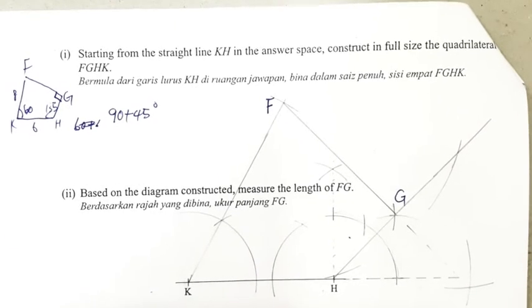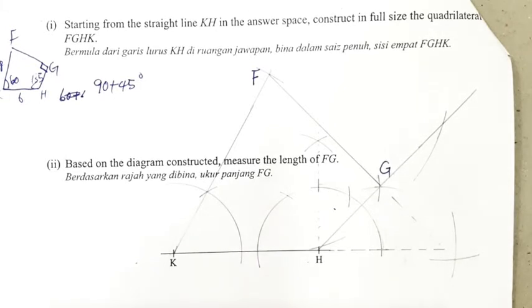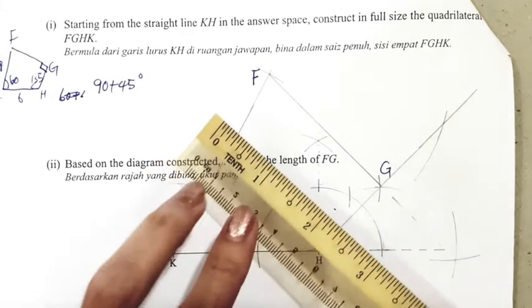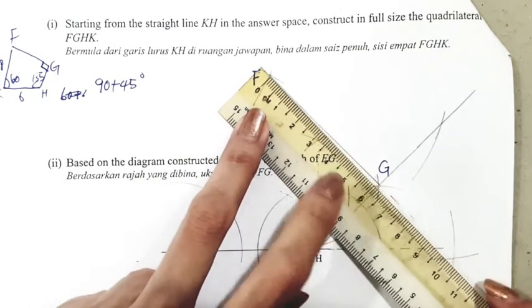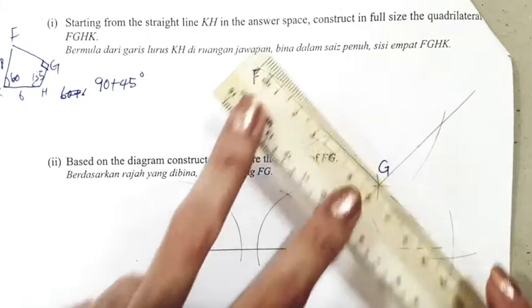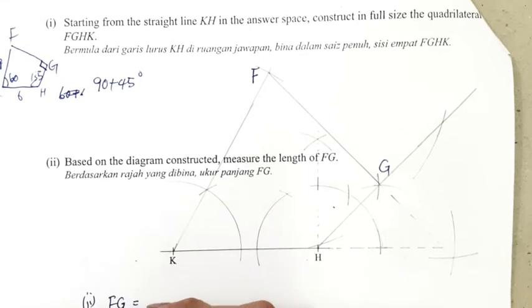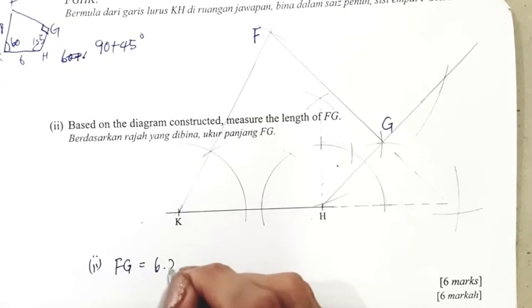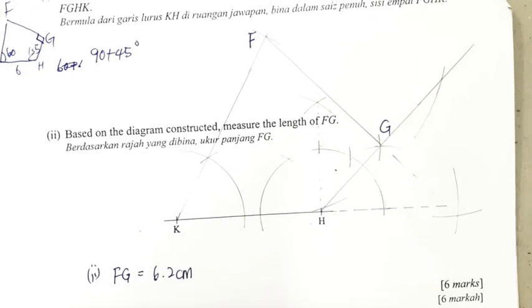Now, based on the diagram constructed, we need to measure the length of FG. So let's measure the FG. So we will have 6.2 as our answer. Therefore, don't forget to answer all the questions. FG equals 6.2 cm. Okay, that's it. 6 marks.